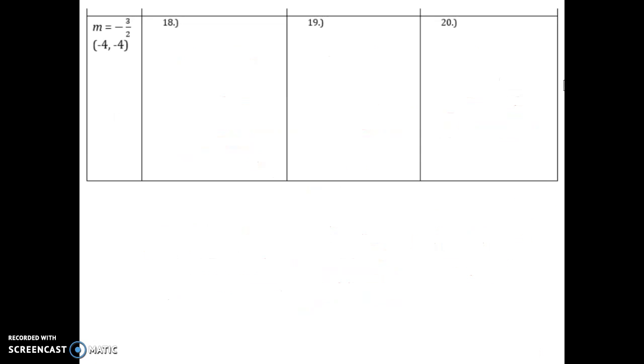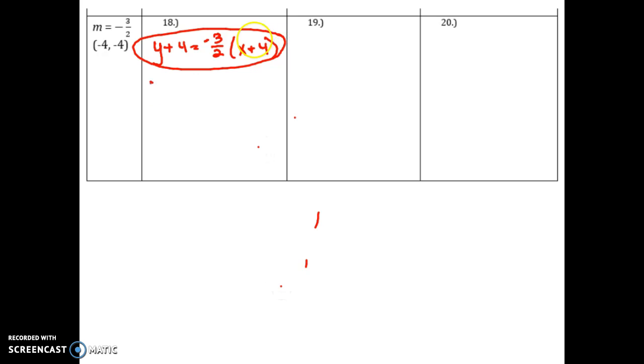Okay, so this last one here, our point slope form would be y plus 4 is equal to negative 3/2 times x plus 4. Okay, there we are in point slope form. I'm going to distribute. Y plus 4 is equal to negative 3/2 x, and negative 3/2 times 4 is negative 12/2, so it's minus 6. Then I'm going to subtract 4 from both sides. Slope-intercept form: y is equal to negative 3/2 x minus 10.